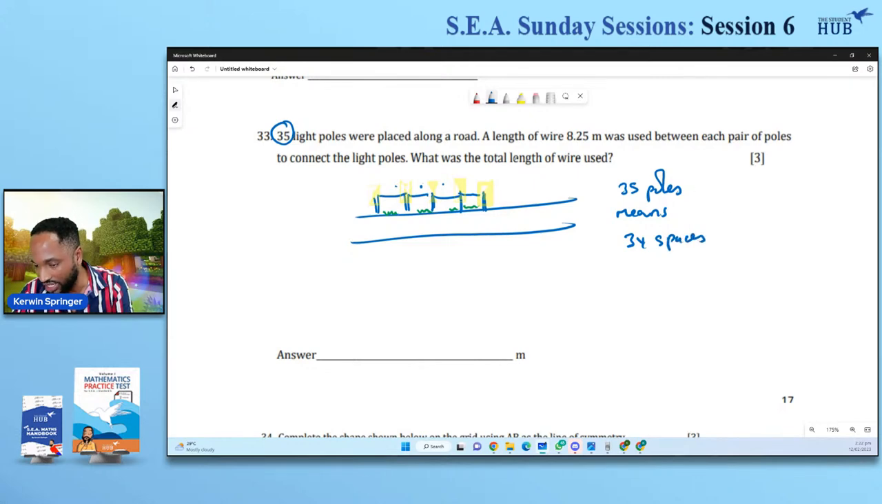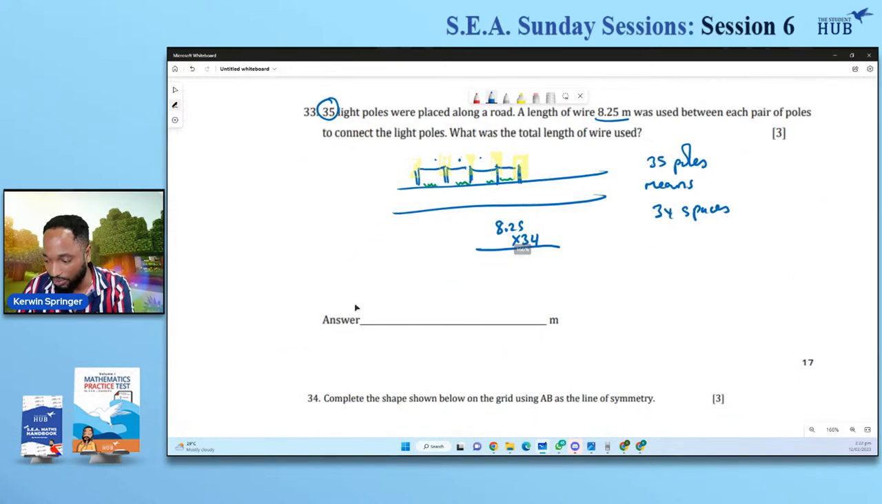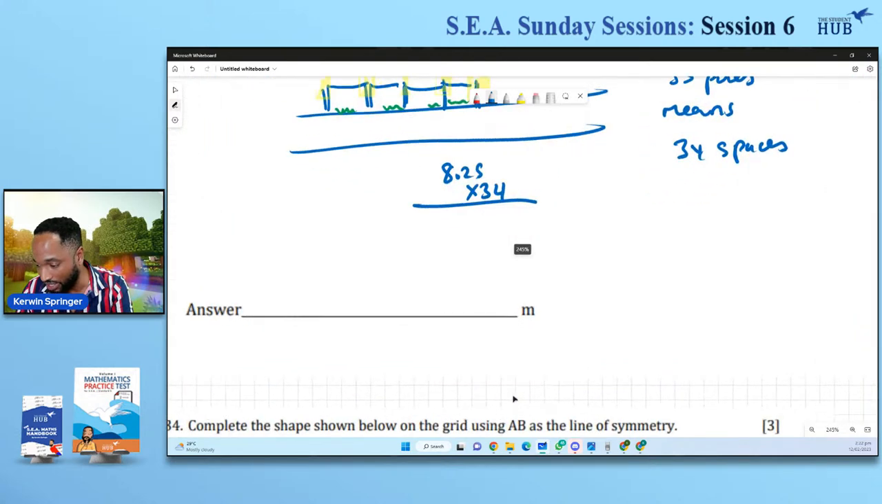So really, they want us to multiply 8.25 meters, the space between, by 34. So 8.25 times 34 is a piece of multiplication here. And I would like to let this paper know that I am getting fed up of multiplying numbers right now. I need to take a deep breath because I'm starting to talk to the paper.